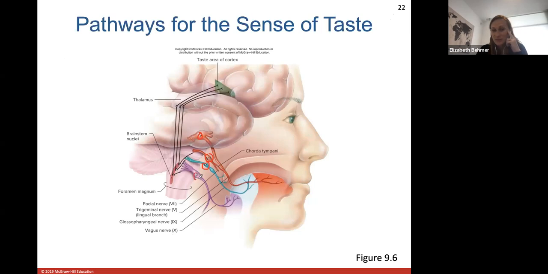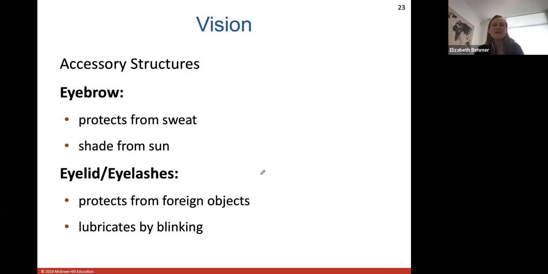So you almost have 4 cranial nerves innervating different parts of the tongue to help sense different taste sensations. And then vision. Vision and hearing are where we'll spend the majority of the rest of the time, because these are the huge sensory organs, which are a little bit more complex. So first with vision, we have your accessory structures, which are your eyebrows and your eyelids and eyelashes.